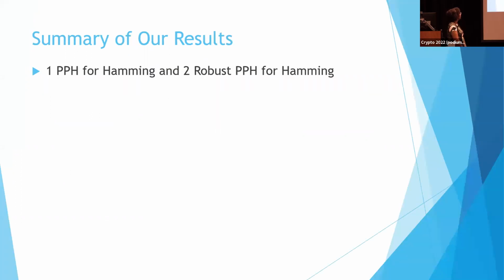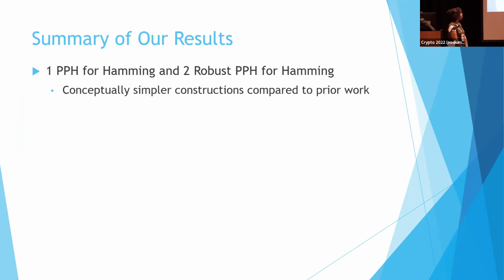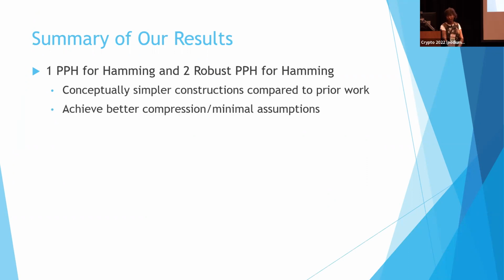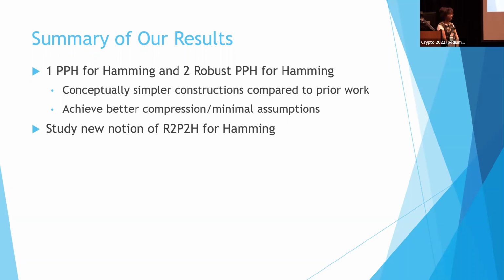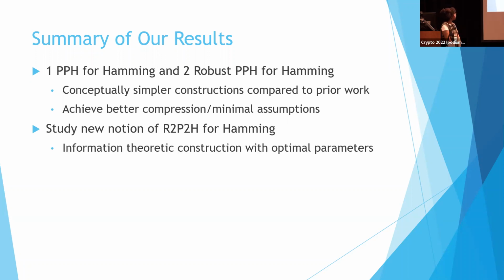In summary, this work introduces one non-robust property preserving hash for Hamming, and two robust property preserving hashes for Hamming. Our constructions are conceptually simpler than those introduced by prior works, and we're able to achieve better compression under minimal assumptions. And we also studied this new notion of randomized robust property preserving hash for Hamming. We are able to introduce an information theoretic construction and achieve optimal parameters.